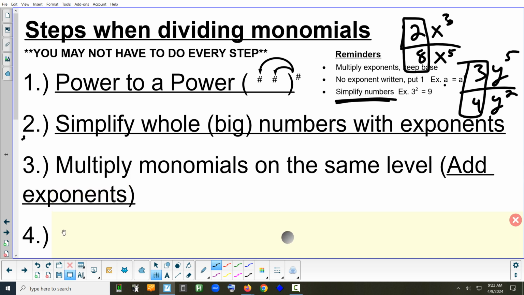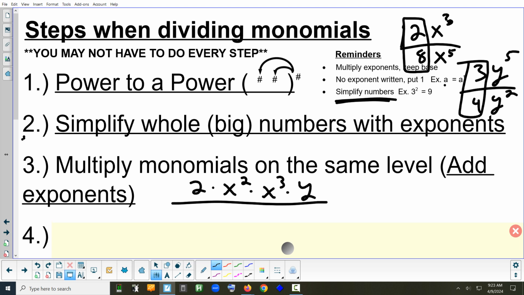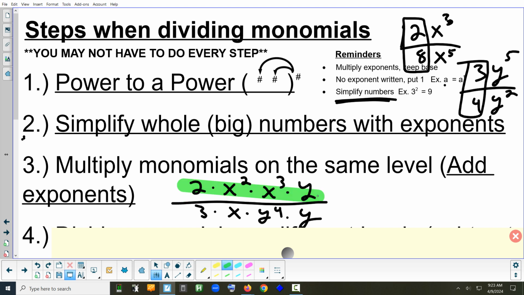Okay, the third step is we're going to multiply any monomials that are on the same level. That would be something like, let's say we had 2x squared times x cubed times y, and then we had 3 times x times y to the 4th times y. What I'm going to highlight in green is one level, the top level. And what I just highlighted in the aqua color, that's the bottom level.